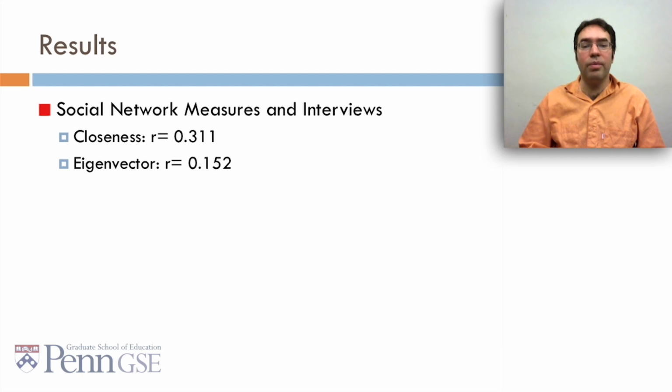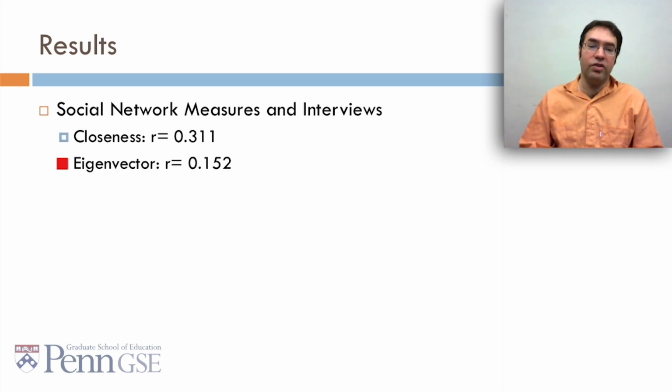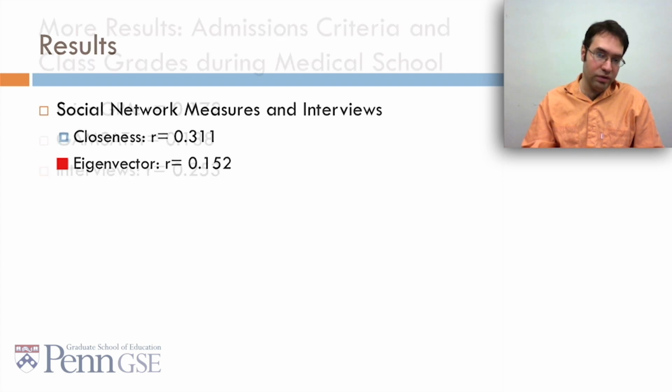However, the social network measures and interviews did have some good correlations, including closeness, with a correlation of the interview score and closeness of 0.311, and the eigenvector and the interviews of 0.152.